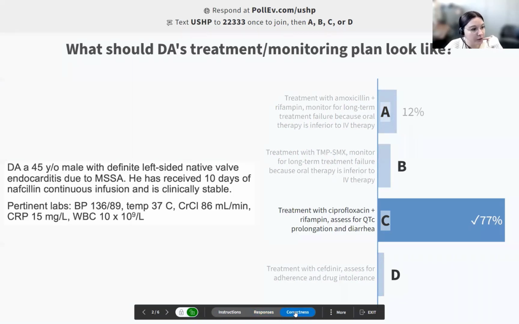So the first option, A, treatment with amoxicillin and rifampin, monitor for long-term treatment failure because oral therapy is inferior to IV therapy. And that is not exactly what the data that I reviewed today has shown. So A is not the correct answer, along with B for that same reason. D, treatment with cefditoren, assessed for adherence and drug tolerance. Cefditoren is a very low bioavailability drug, so we wouldn't use it for infective endocarditis. So C, treatment with ciprofloxacin and rifampin, assessed for QTc prolongation and diarrhea, which are both potential adverse effects of ciprofloxacin. Great work.